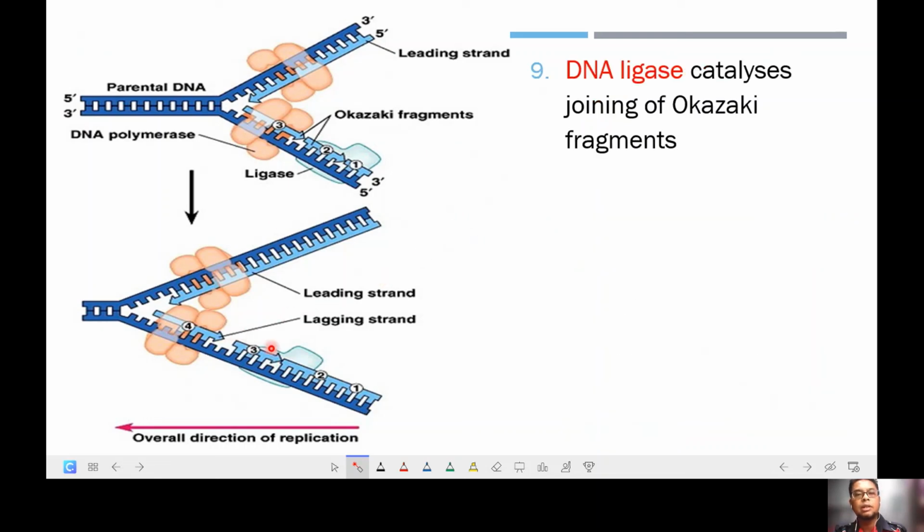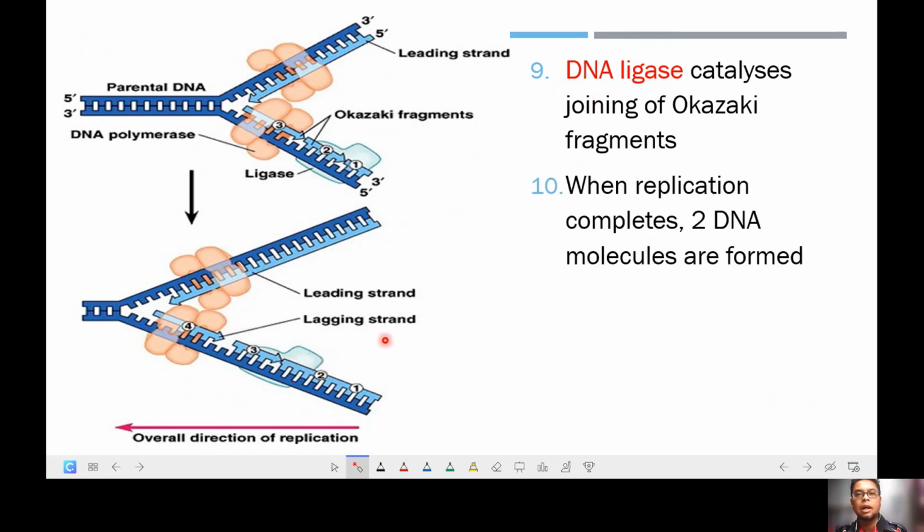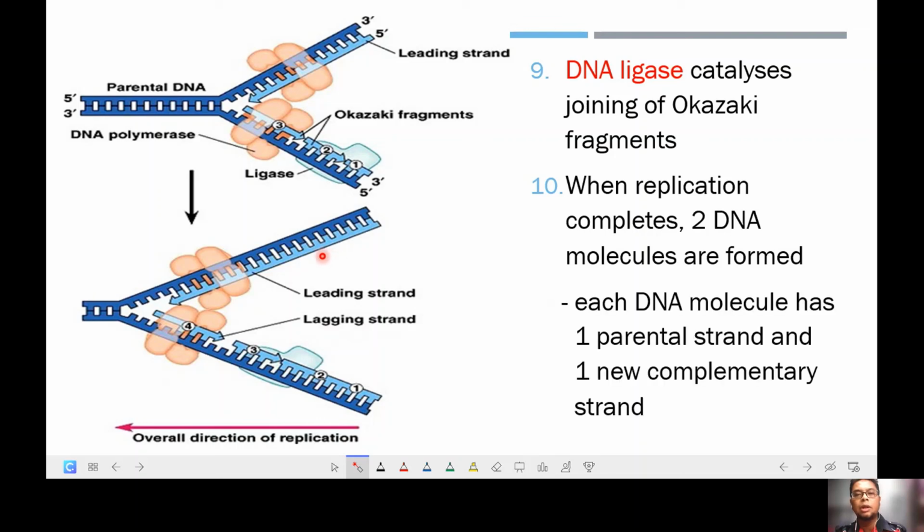The Okazaki fragments need to be joined with each other, and so comes along another enzyme known as the DNA ligase, which will catalyze the joining of the Okazaki fragments, and as a result, one long lagging strand will finally be produced. And when the replication completes, two DNA molecules will be formed, in which one DNA molecule consists of one original parental strand and also one new complementary strand over here.